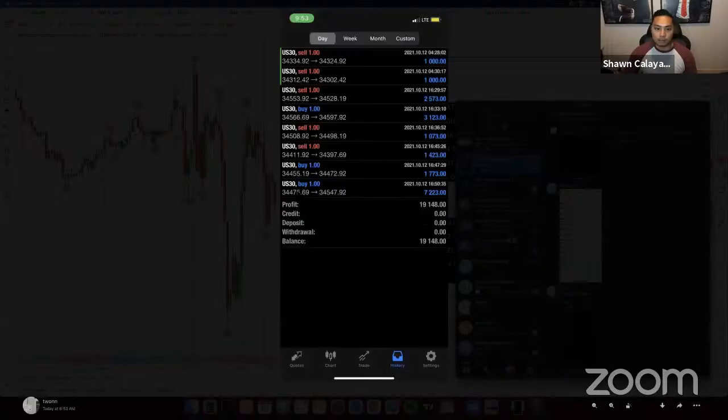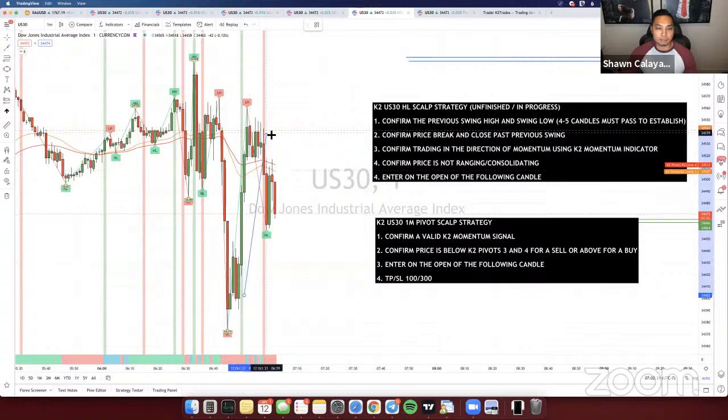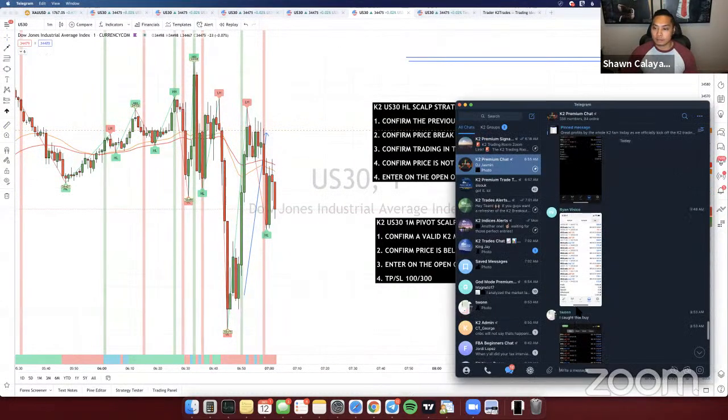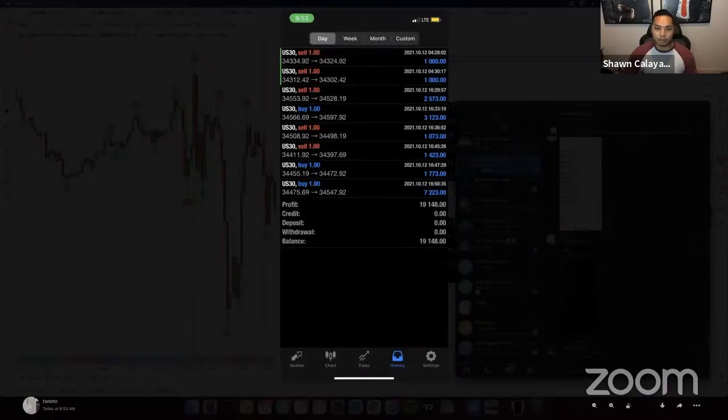He basically caught it from down here when I was marking up that price was going to push up to this line right here, and he just rode it all the way up. That's a 1,000 pip move right there. He said I caught that buy, so he held it for a pretty good amount, made 7,000 off that. So he caught that for a big move.